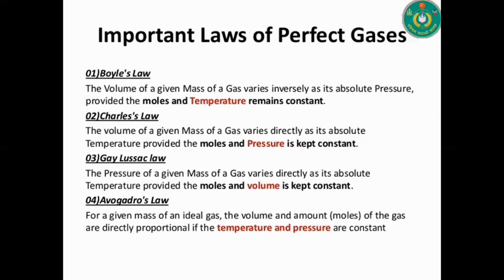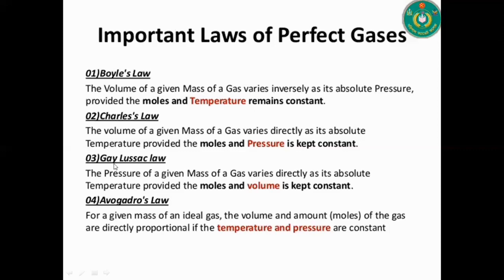In Charles' law, the second law, in 1787, Charles gave the relation between volume and temperature, when the pressure must be constant. The Charles' law statement is: at constant pressure the volume of a given mass of gas is directly proportional to its absolute temperature. That means V is proportional to T.